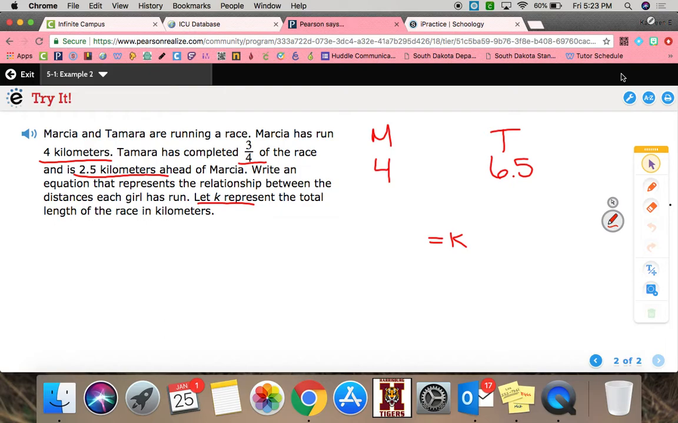We have to set up the equation. So we know that Tamara has run 6.5 kilometers of the race, and that is 3/4 of the whole race. Okay, so if we think of those part equals percent times whole questions, we have 6.5 is the part, whole times the percent. 3/4 is 75%, which is 0.75.